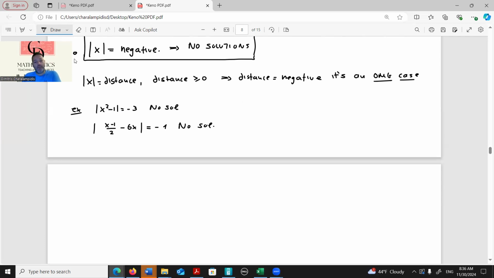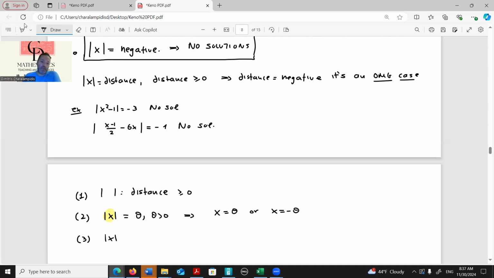To recap, we just saw one definition and three cases. Keep in mind, absolute value stands for distance, and therefore it's always greater or equal to 0. Absolute value of x equals something positive. You take that something and you make it either equal to that positive or equal to its negative.